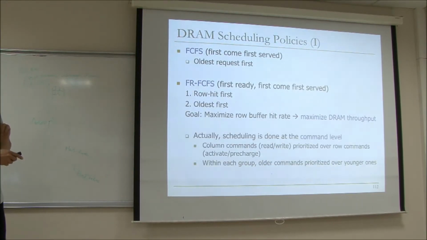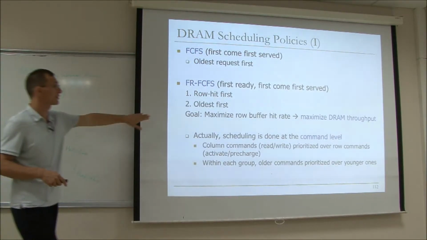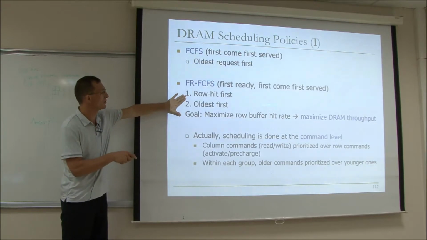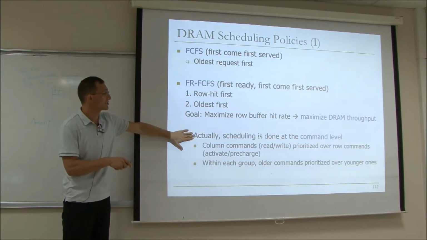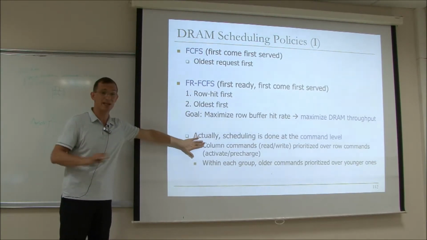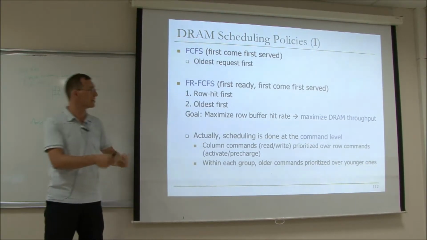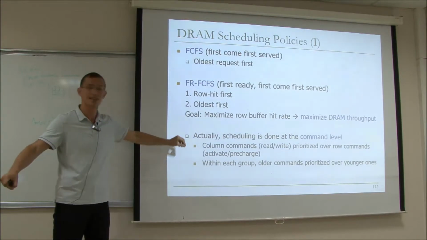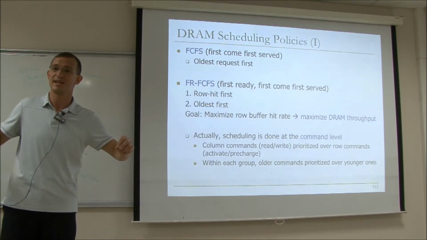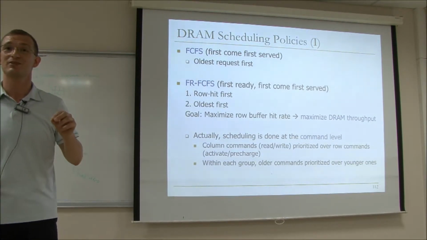We've already covered some of these scheduling policies. But basically, first come, first serve, row hit first, oldest first. I won't talk about it again, but the goal is to maximize row buffer hit rate. But scheduling is actually done at the command level in many controllers today. You could do it at the request level also, but you could do it at the command level. Basically, you translate all these requests into commands, and the controller says, this request needs this command to be serviced.